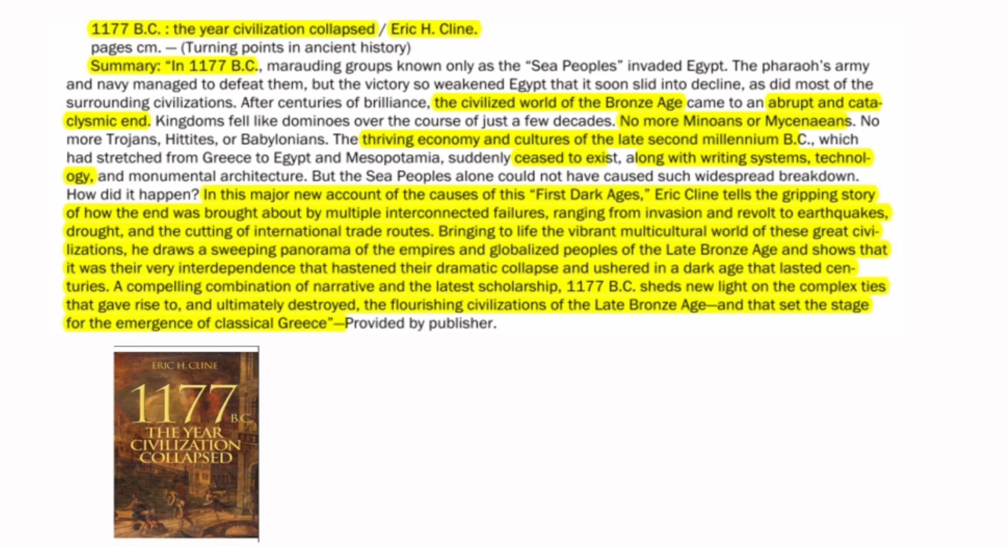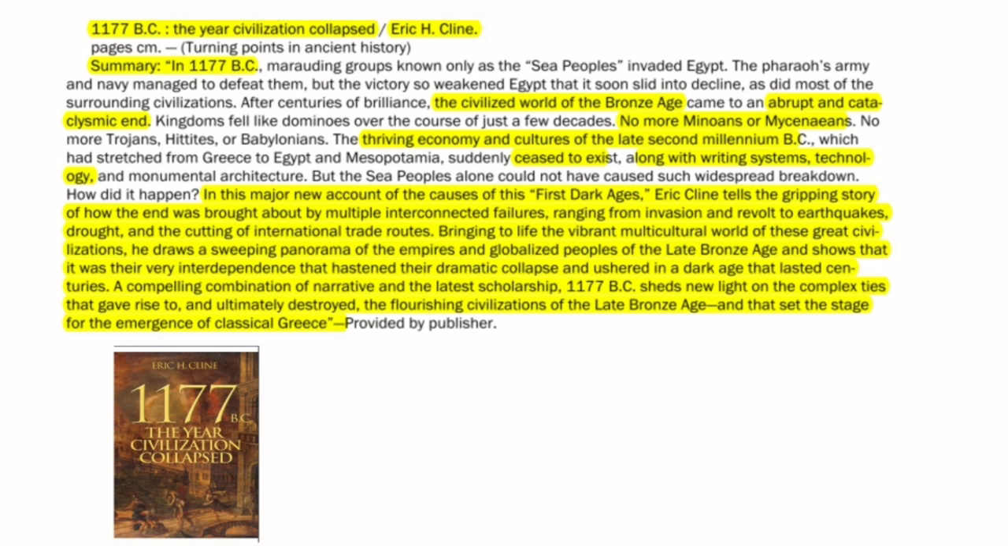How did it happen? In this major new account of the causes of this first dark age, Eric Klein tells the gripping story of how the end was brought about by multiple interconnected failures, ranging from invasion and revolt to earthquakes, drought, and the cutting of international trade routes. When the Israelites took over Palestine, Israel, there was a dismantling of the system.